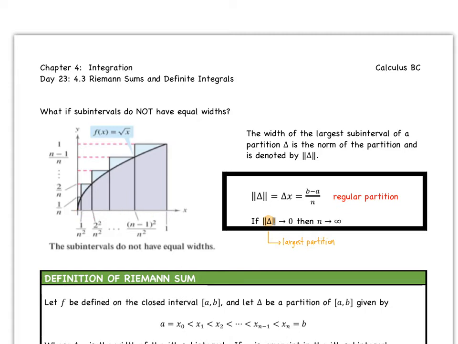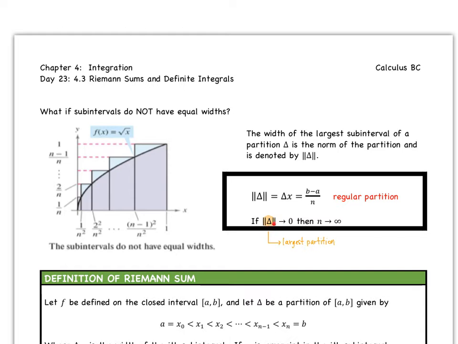So what we do is, well, first we have to talk about some vocab. The width of the largest subinterval of a partition with this delta is the norm of the partition, and it's denoted by this notation. So this norm is equal to delta x, and it's (b minus a) over n, and these are when we have those regular partitions, meaning the bases of our rectangles are all equal, okay?